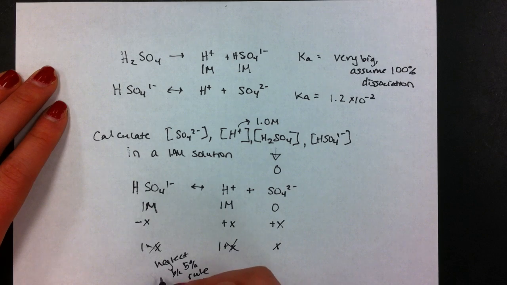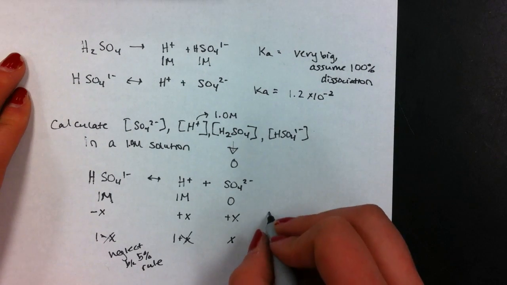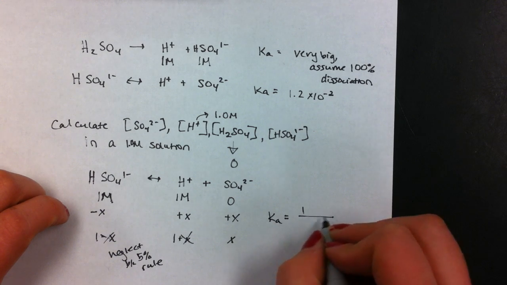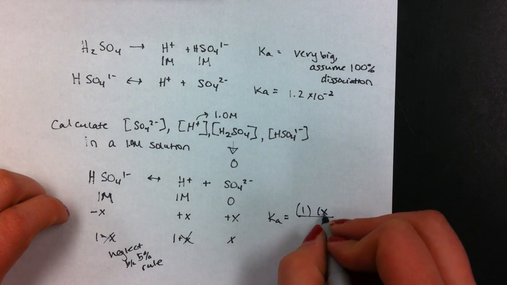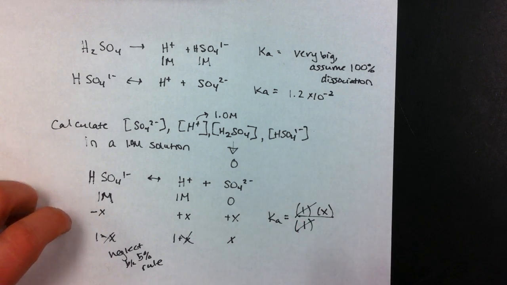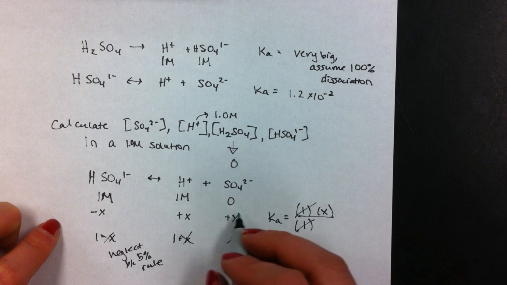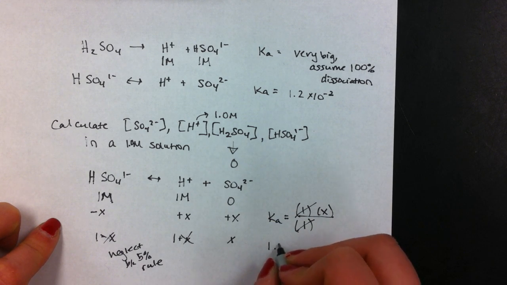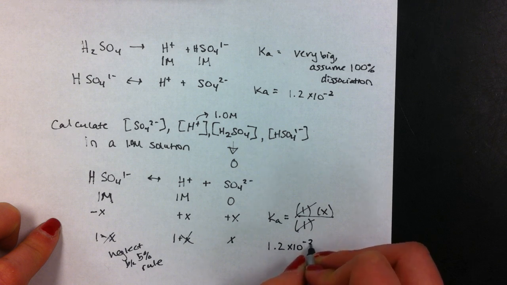Now, we know the Ka because it was given to us in the problem, and the Ka is equal to 1 molar times X times 1. No, very nice. It just goes away. So X, my SO4 2 minus, is equal to the Ka, which is 1.2 times 10 to the negative second.